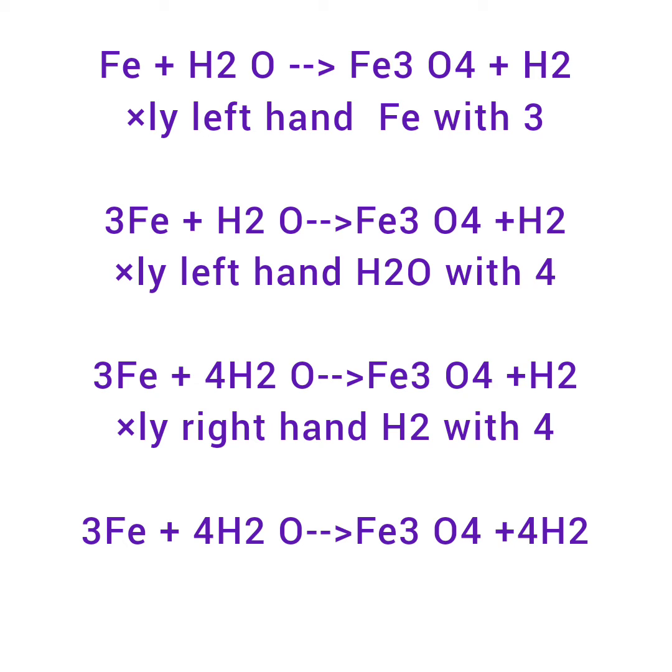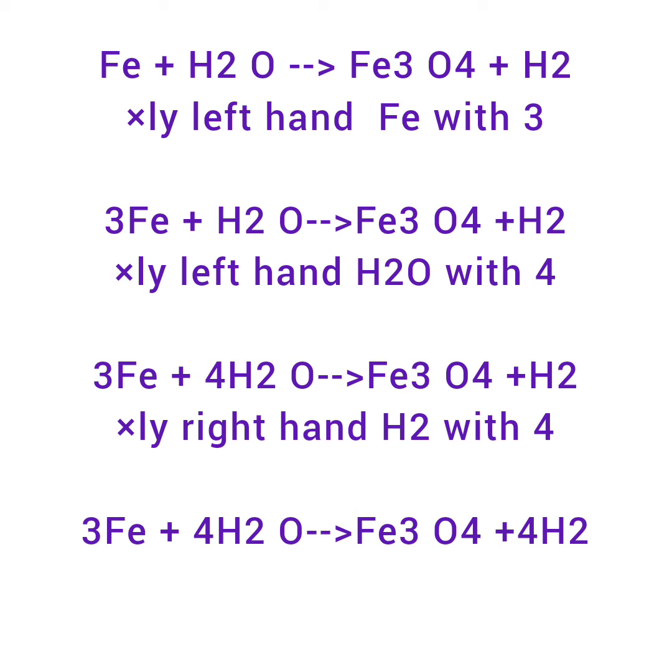This is the reaction between iron and water. Fe plus H2O gives Fe3O4 plus H2. All of you know that this is an unbalanced chemical equation because the number of atoms of each element on either side are not the same. In the case of iron, the number of atoms on the left hand side is 1 and the number of atoms on the right hand side are 3.